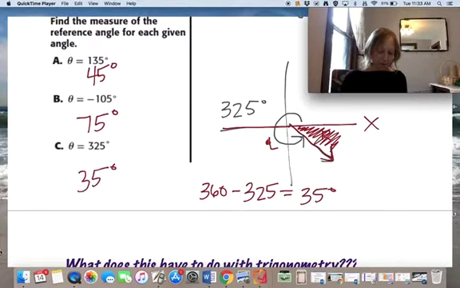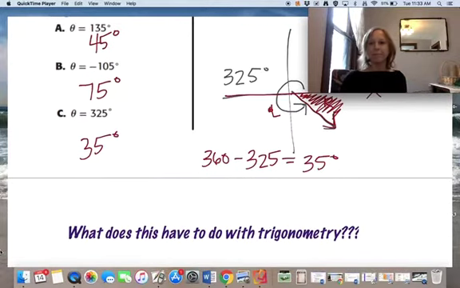Okay. All right, so you should be wondering, what does this have to do with trigonometry? That's the name of the unit. We're going to do that in our next video.